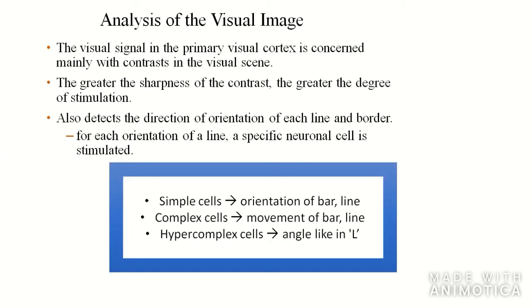Simple cells are mainly present in layer 4. Complex cells surround the simple cells. So the majority of the complex cells are present in layer 2, 3 and 5 of the visual cortex. And then we have the hypercomplex cells.